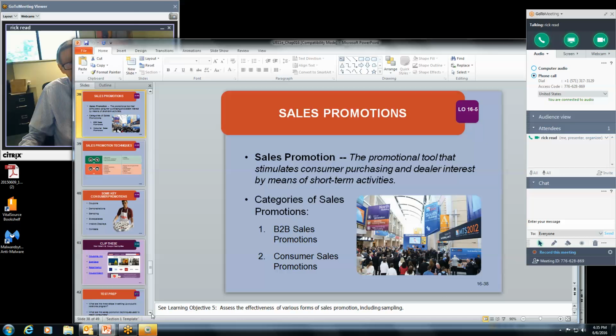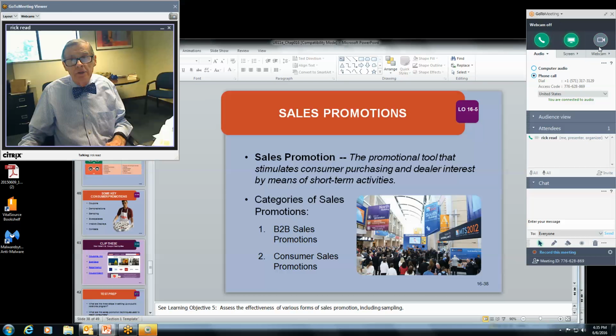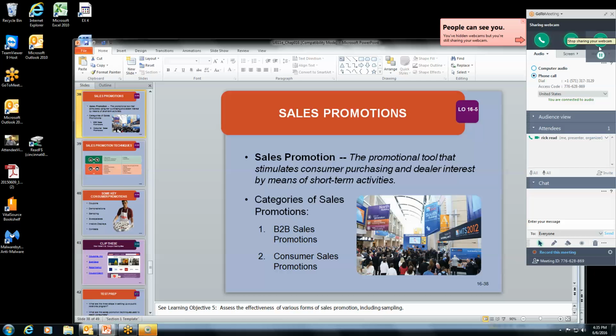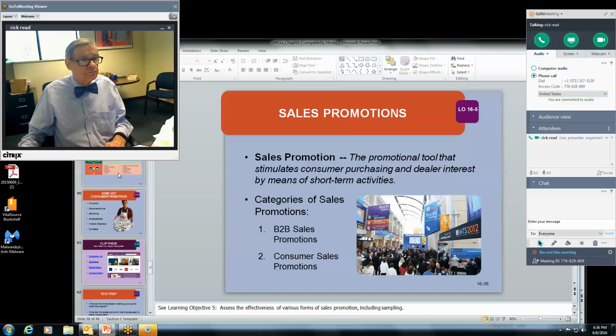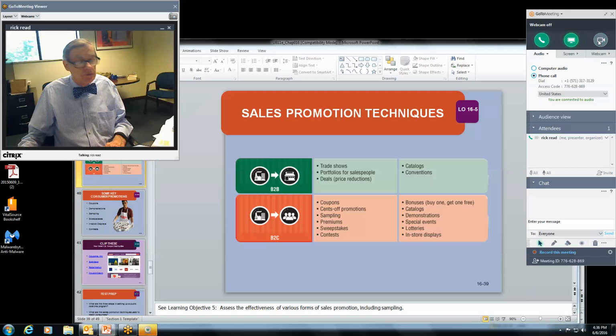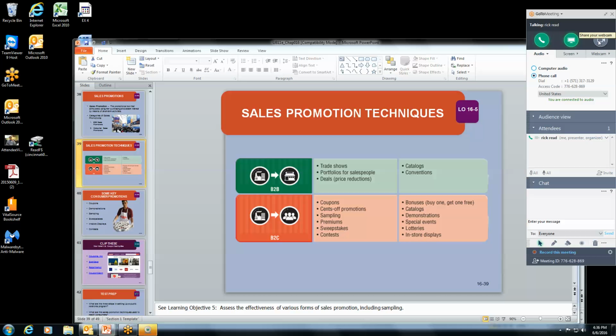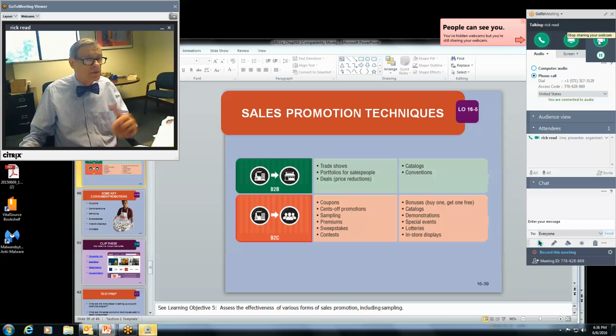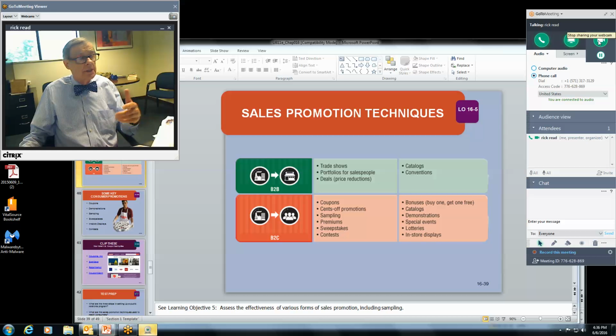Sales promotions come in two categories, business to business and business to consumer. These are just different sales promotion techniques. So we've all seen these. You can see this graphically displayed at the top of page 462 in your text. Business to business: trade shows, catalogs, and conventions. And then to the consumer: things like coupons, sampling, premiums, and things of that nature.